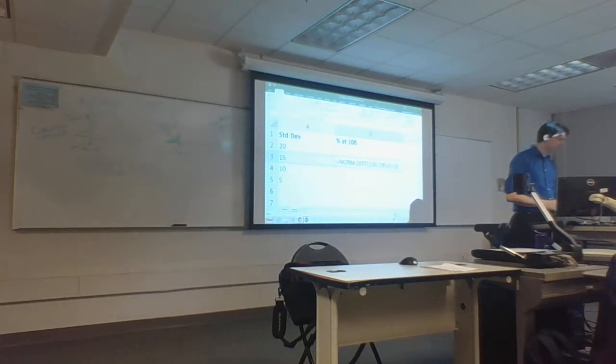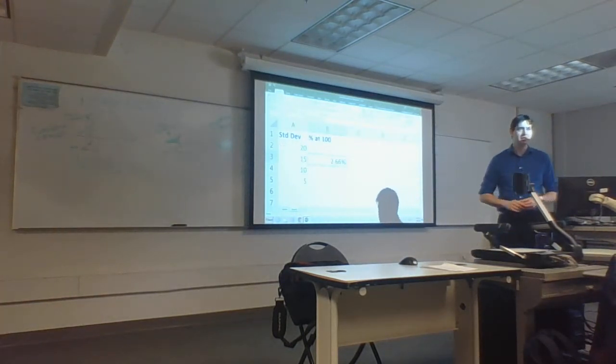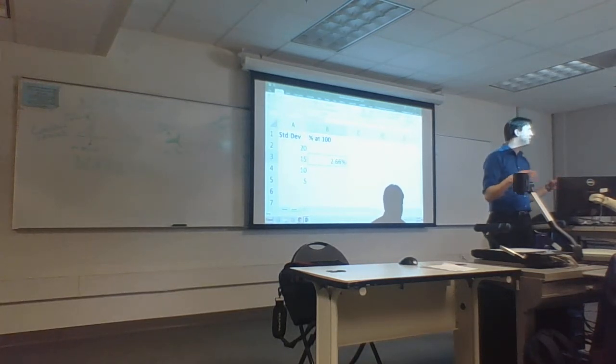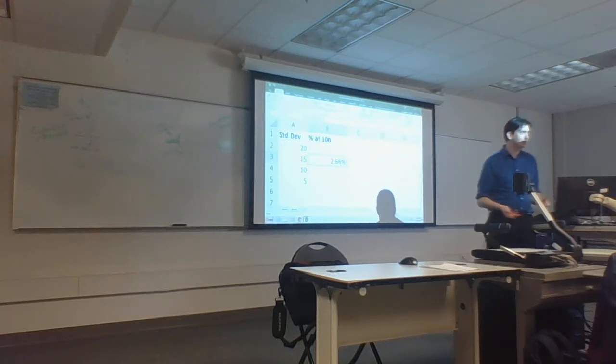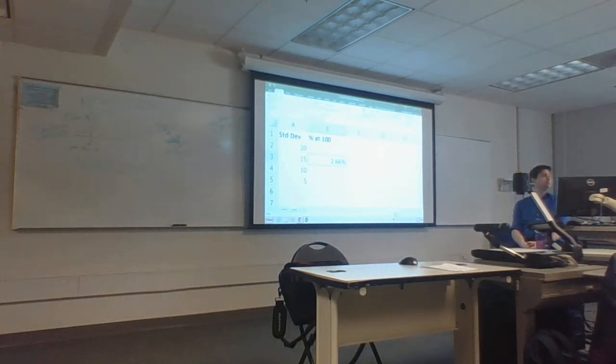So what do you think happens if we bring it up to 20? Will it increase? Don't do it, just guess. Will it increase or decrease? So when we increase the standard deviation, we will see a larger percent of people who have an average IQ. Let's find out. Nope. It decreased. Why did it decrease? Why did it go from 2.66 to 1.99? Rolando?